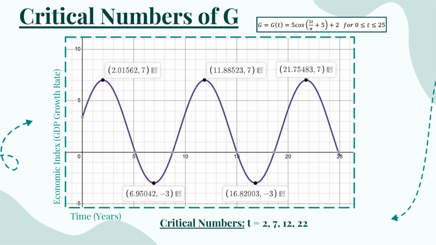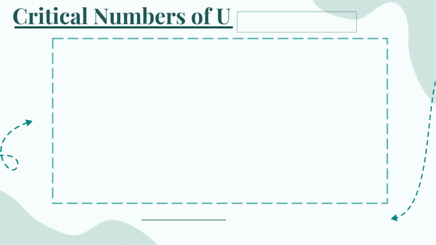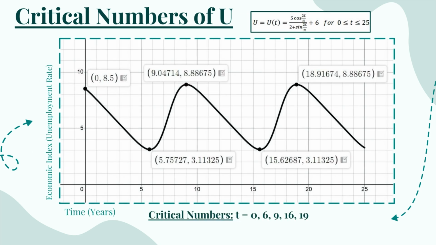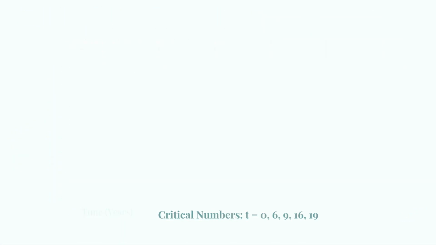Now, let's take a closer look at GDP growth. The critical numbers of G of t occur at t equal to 2, 7, 12, and 22. These points represent major turning points in the GDP growth curve. Similarly, the unemployment rate has its own critical numbers: t equal to 0, 6, 9, 16, and 19. Each of these values shows where the direction of the unemployment rate changes significantly.